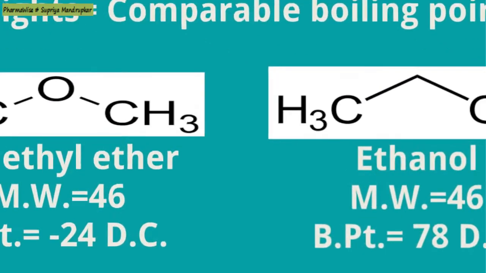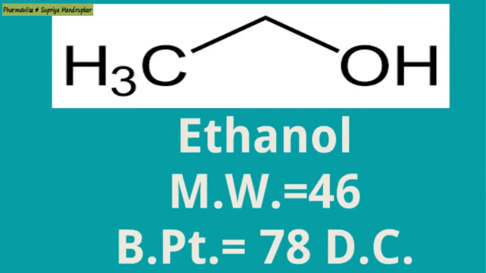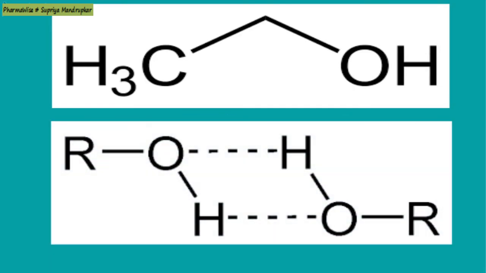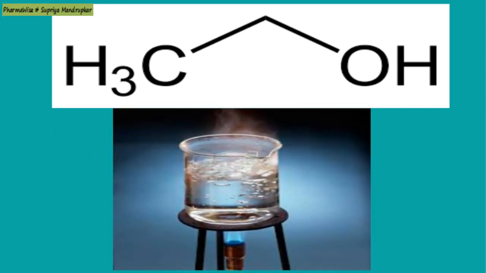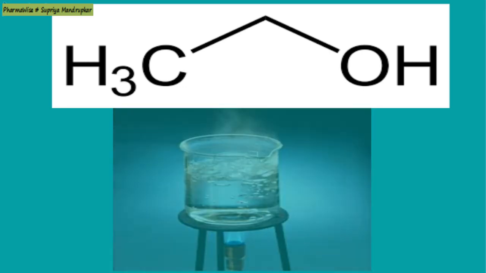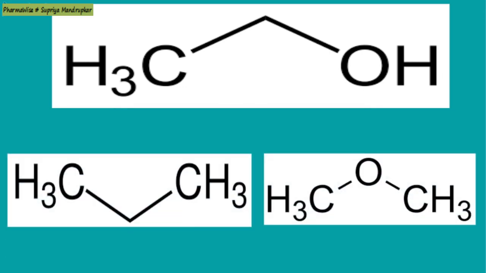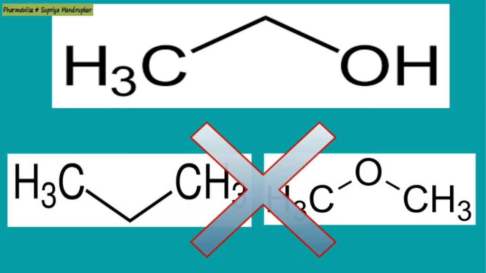Ethanol forms hydrogen bonds. Extra energy in the form of heat is required to break the hydrogen bonds holding the molecules together before it can be volatilized. Propane and dimethyl ether do not form hydrogen bonds and therefore they have low boiling points.